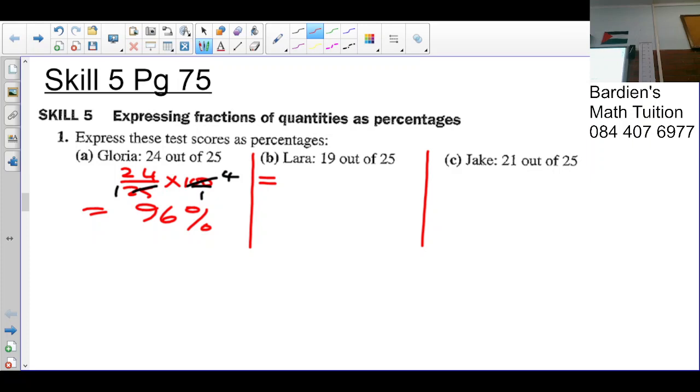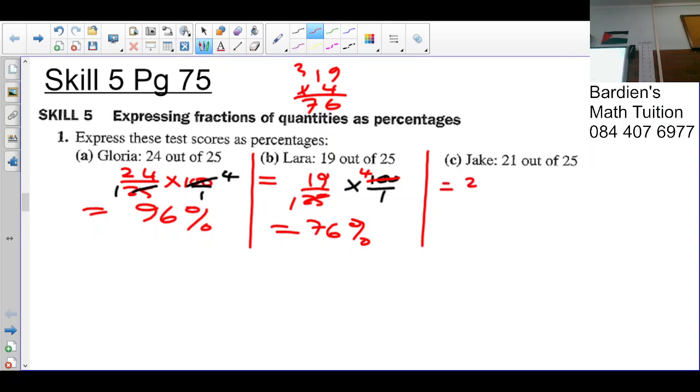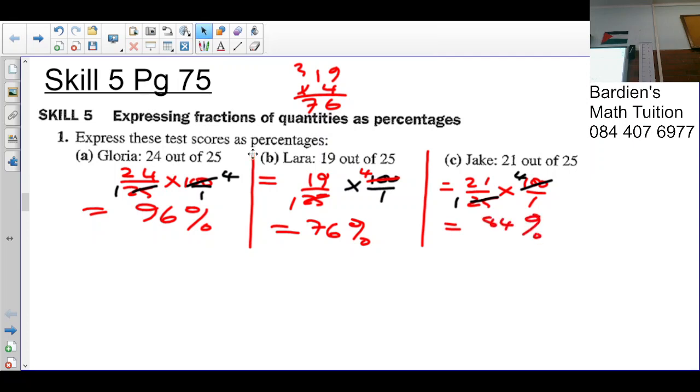Laura? It's 19 out of 25. So you multiply this by 100 over 1. 25 going into 25 once, 25 going into 100 4 times. 19 times 4 is 76. All okay with that? Jake got 21 out of 25. You times that by 100 over 1. 25 going into 25 once and 100 4 times. 4 times 21 is 84 over 1, which is 84%. Any issues there? No? Okay.